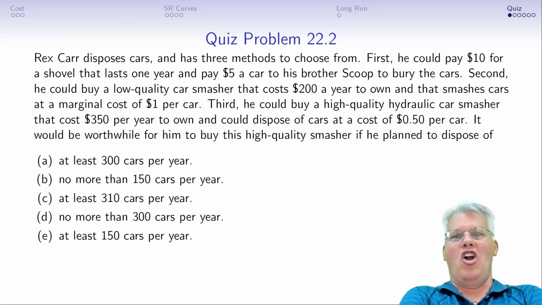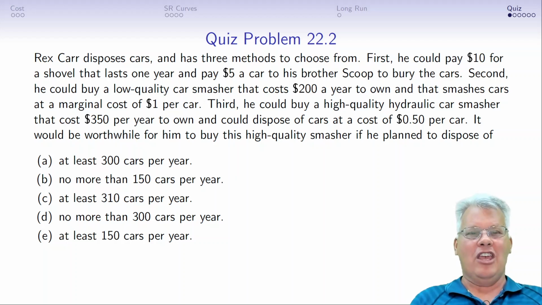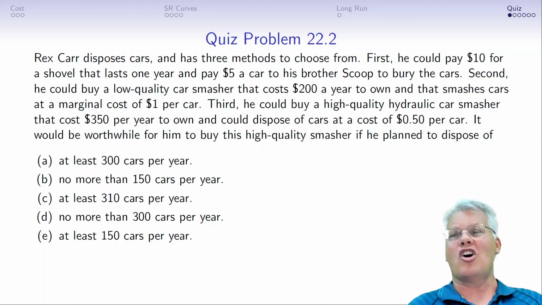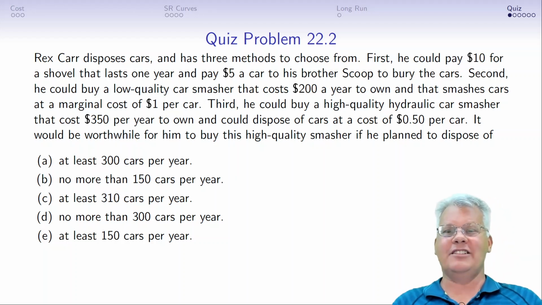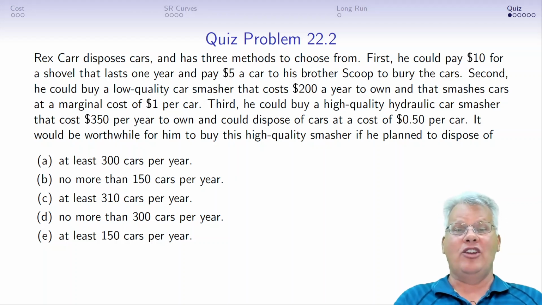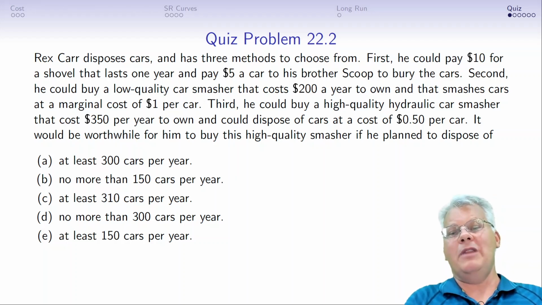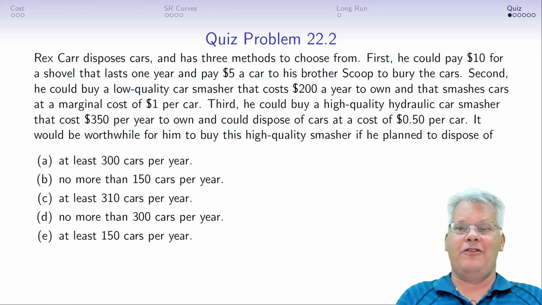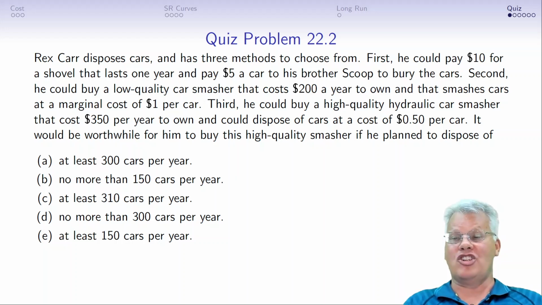Okay. So quiz problems. First we have Rex Carr, who can choose between 3 methods to dispose of a car. He could pay $10 for a shovel and pay his brother Scoop $5 to bury a car. He could buy a low-quality car smasher, which has given costs, or he could buy a high-quality hydraulic car smasher that's more expensive, but it has a lower marginal cost. So the question is, how many cars does Rex need to dispose of for it to be worthwhile for him to buy the high-quality smasher?